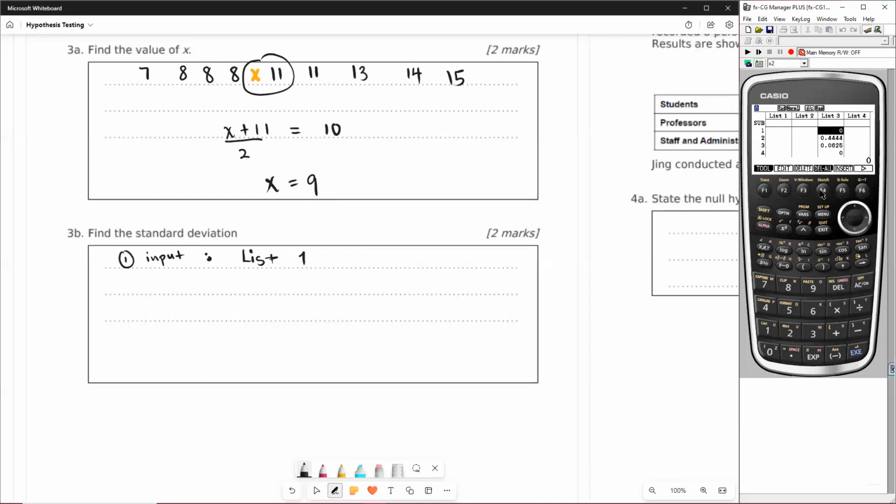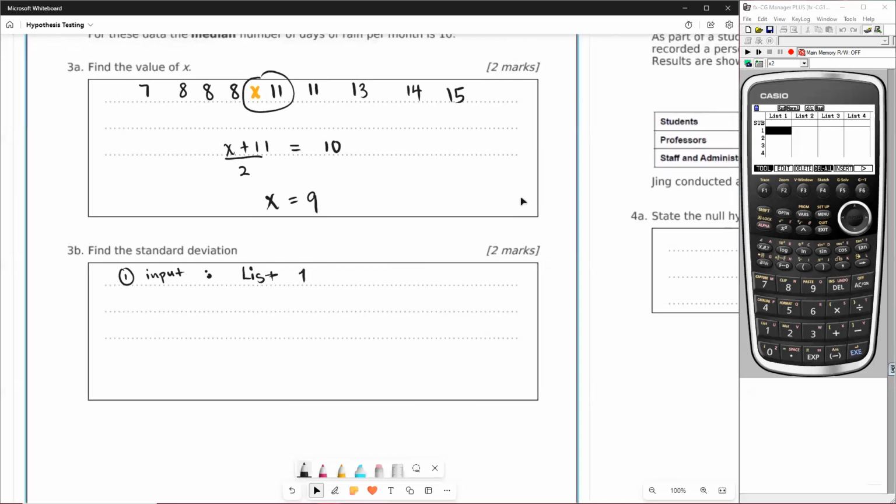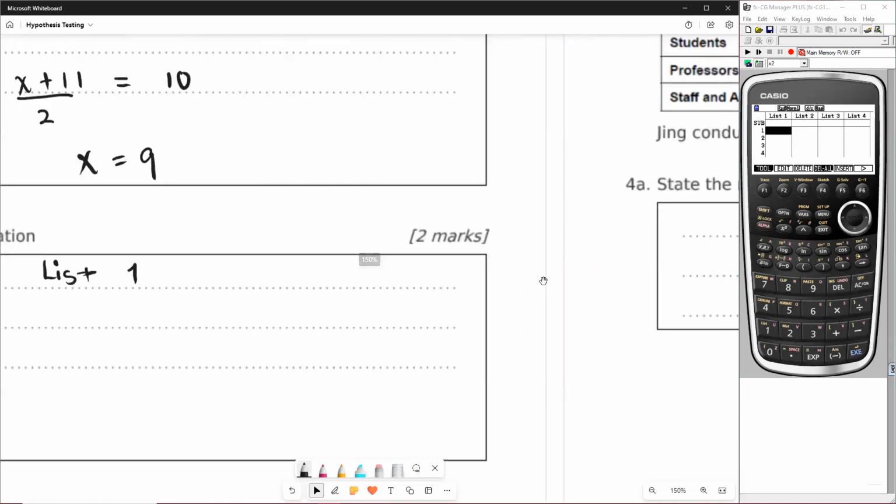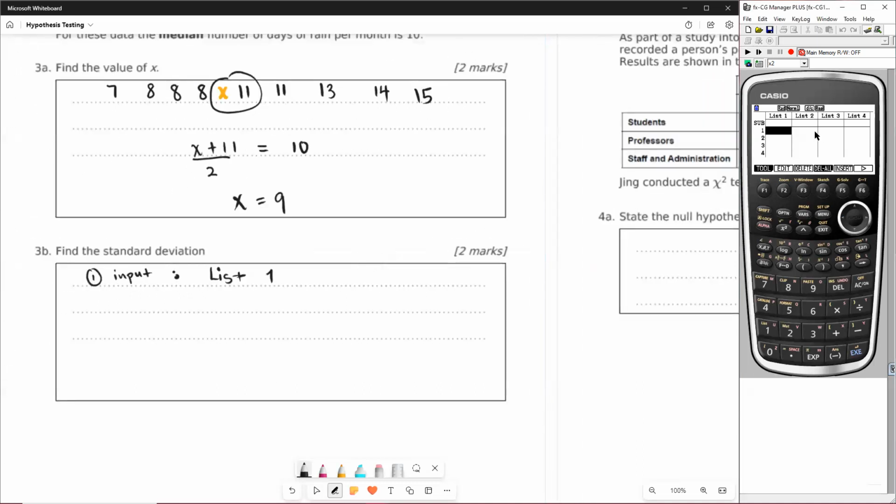Okay, I need to make a list with all the numbers that we just found. We say the numbers were 7, 8, 8, 8, 9, 11, 11, 13, 14, 15. Those are the numbers. And after that, we're going to do a calculation.